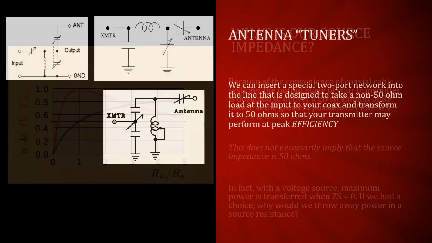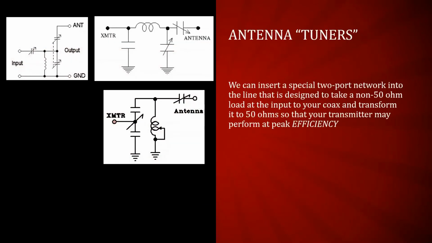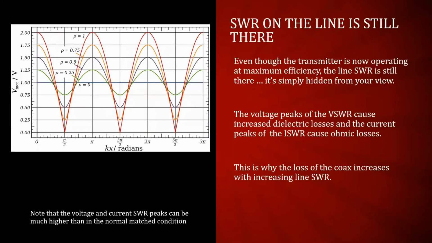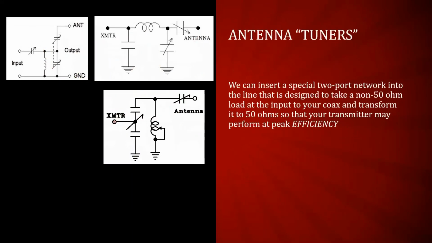I'm going to get into another two-port network here on the last two slides. These are antenna tuners. They are nothing more than two-port networks that take one impedance and translate it into, ideally, 50 ohms, so that your transmitter is happy. Now, the SWR on the line is still there, but it's merely masked by your antenna tuner, so that your transmitter, or my amplifier, if you will, is operating at maximum efficiency, not necessarily maximum power transfer. But you want it to operate at maximum efficiency so that you don't blow out the finals in your transmitter, whether they be tubes or transistors.